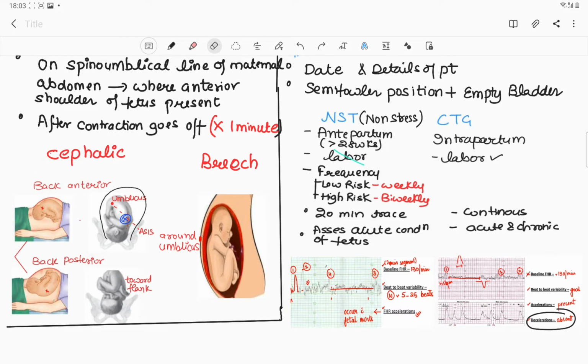For example, in cephalic presentation, when the back is anterior, it is heard on the spino-umbilical line somewhere here. When the back is posterior, it is heard towards the flanks of the abdomen. In breech presentation, it is heard around the umbilicus of the mother.